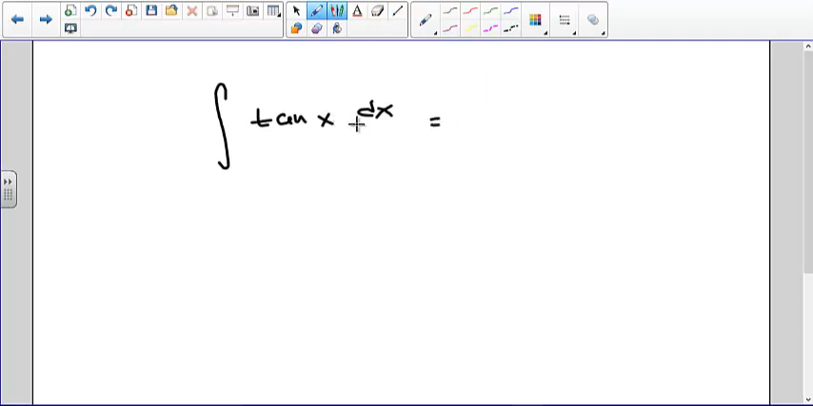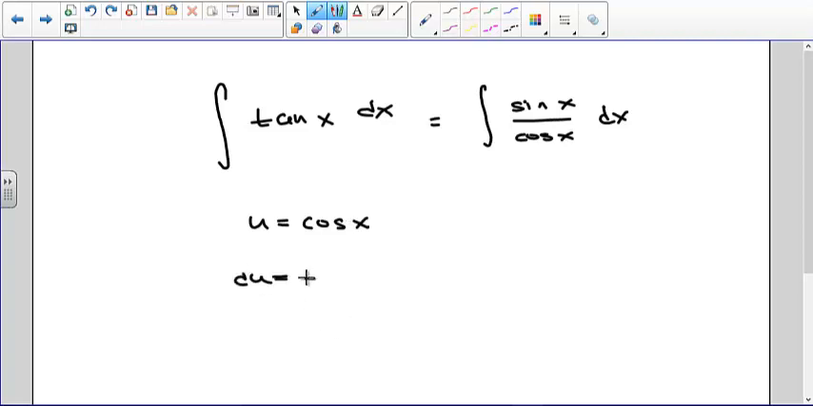We don't have that. We know what the derivative is. It's secant squared, but the integral of the tangent is not the secant squared. The derivative of the tangent is secant squared. So what you would do is you'd rewrite it in terms of the sine and cosine. So the tangent is the sine over cosine, and we'd let the denominator be equal to u. So u is equal to the cosine of x. If we take the derivative of u, the derivative of cosine x is negative sine x. We include our dx on the end.